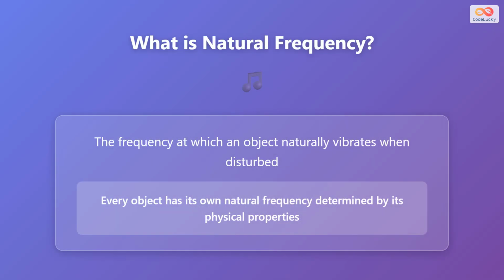Let's begin with natural frequency. Natural frequency is the frequency at which an object naturally vibrates when it's disturbed. Think of it this way: when you pluck a guitar string or tap a wine glass, it vibrates at a specific rate. This rate is its natural frequency. Every object has its own unique natural frequency, which is determined by its physical properties like mass, stiffness, length, and the material it's made from.